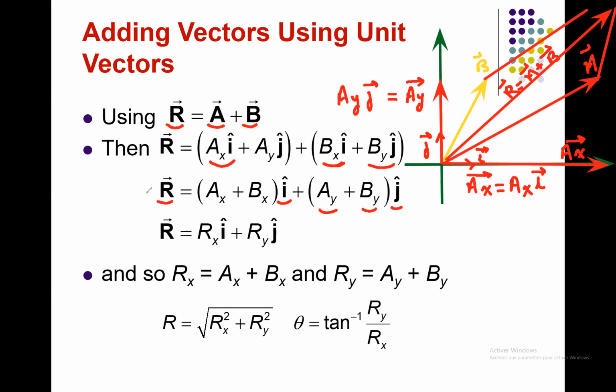Any vector R can be written with two component vectors, R equal RX plus RY. So R equal RX plus RY, this value equal this, and this value equal this. RX I equal AX plus BX times I, and RY J equal AY plus BY times J.